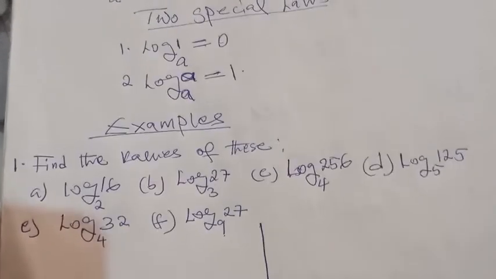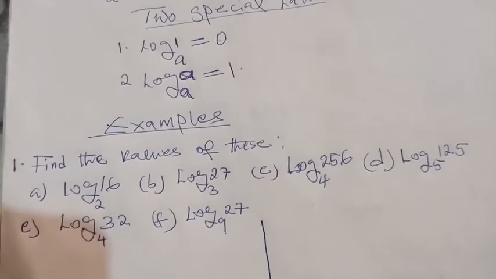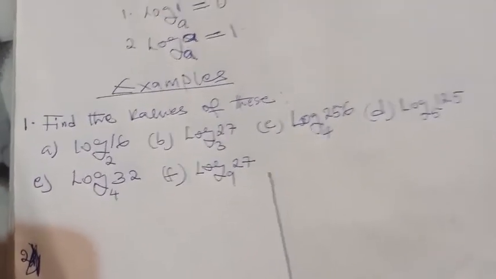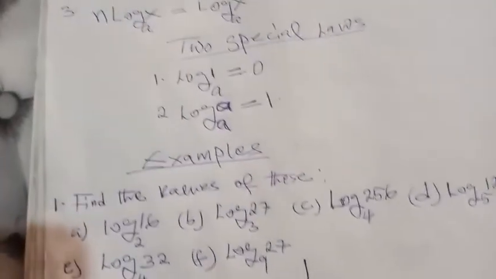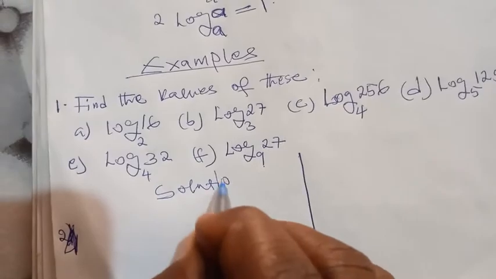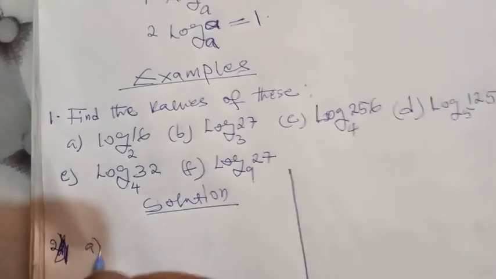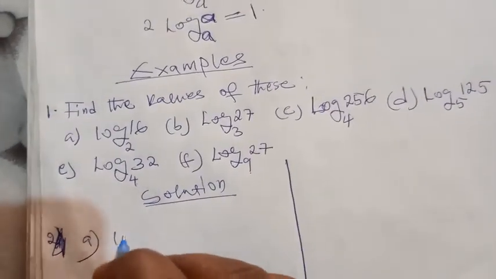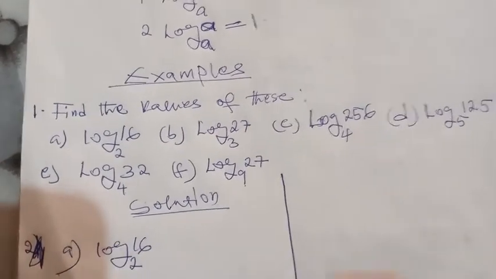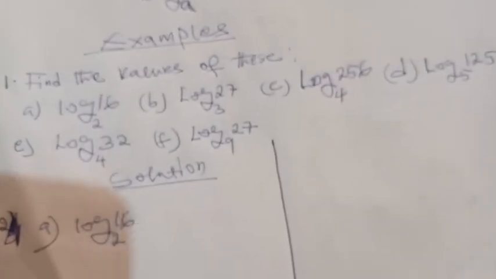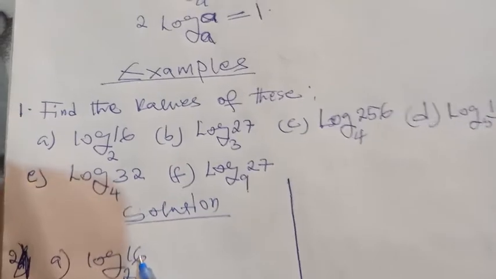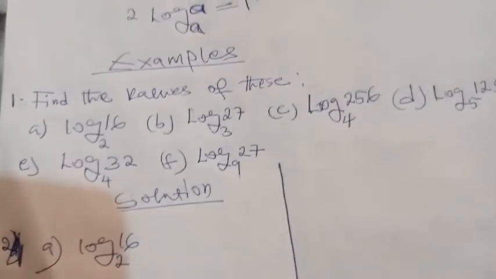The first one, number 1, find the values of this. Just by sight we can be able to tell the first answer. Okay, the first answer, a. Let's take a solution here. Solution a. This is log 16 base 2. By sight we can be able to tell the answer. Just ask yourself this question: 2 raised to power what will give me 16? It's 2 raised to power 4, and so my answer is 4.